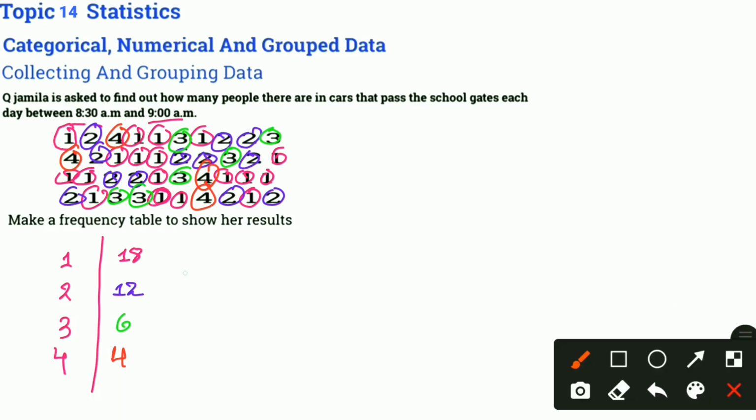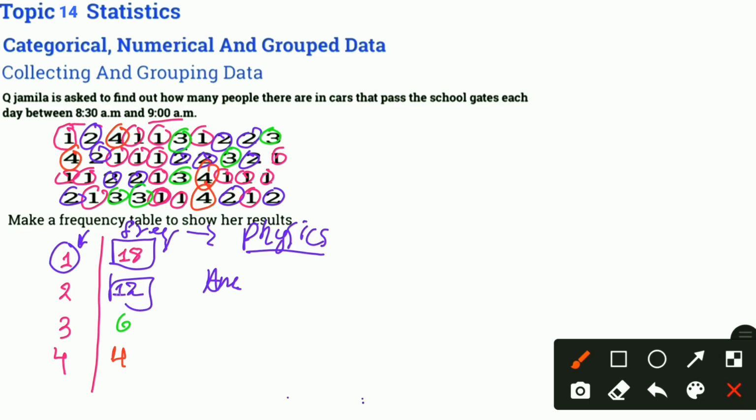Okay, and this is the answer. This is known as a frequency. Frequency means the number of times something has occurred. So it has occurred 18 times. This is the frequency of number 1. This is the frequency of number 2. This is the frequency of number 3. This is the frequency of number 4.